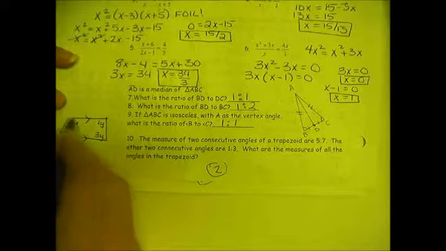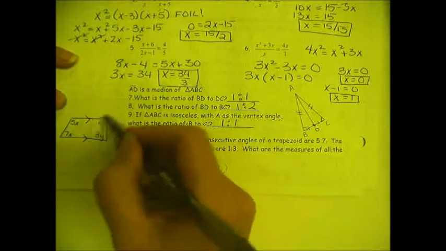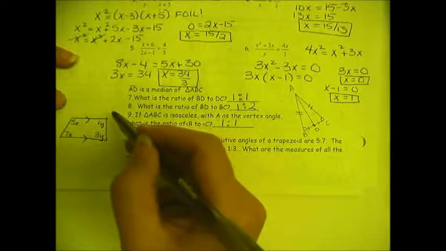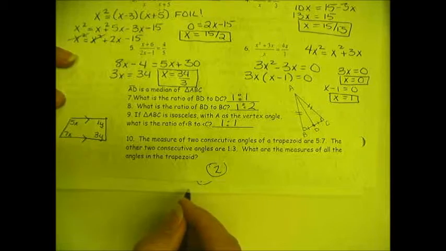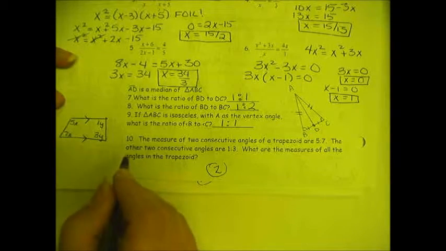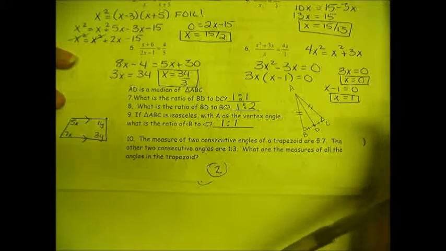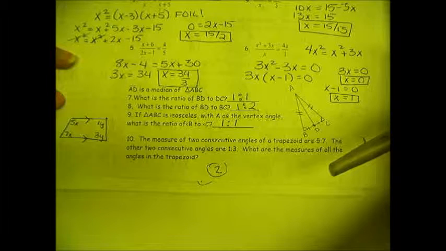And the other two are 1 to 3. Now don't use an x here. Again, this is a whole different ratio, so we'll use a y. 1y to 3y for the other ones. So we can solve for x by adding those to 180. We can solve for y by adding those to 180. And we can plug it back in and get all our angles. So give that a try.